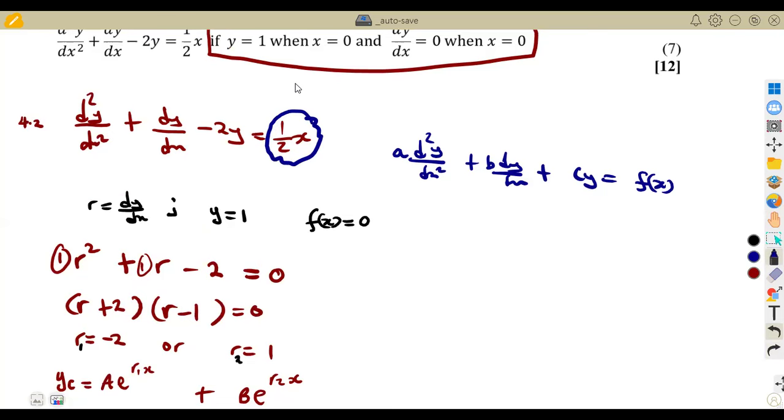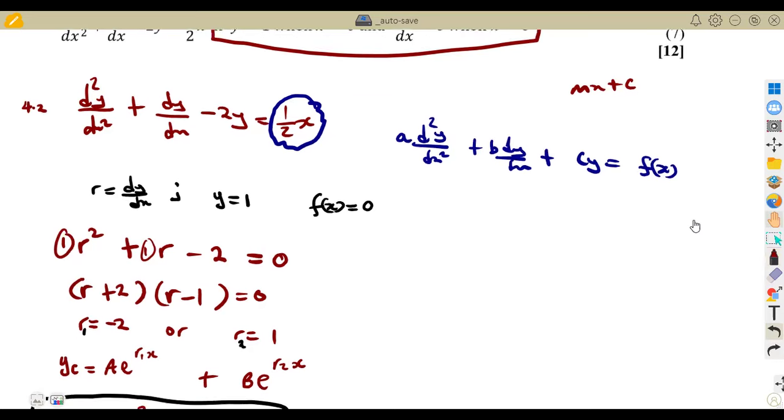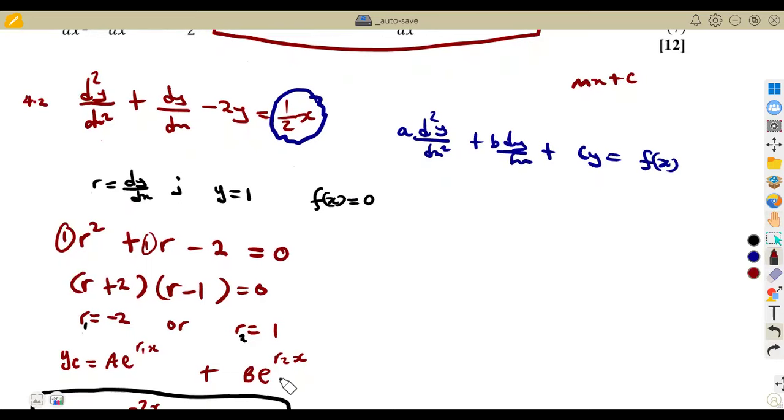You work with this to say, is it a constant? Is it a linear? Is it a quadratic? Is it an exponential? All right. So if you are working with a linear like this one, remember the format of a linear is MX plus C. Remember that format of a linear. So when you expand, because we have already used A and B, YP is going to be given as CX plus D, from the format of a linear, MX plus C.